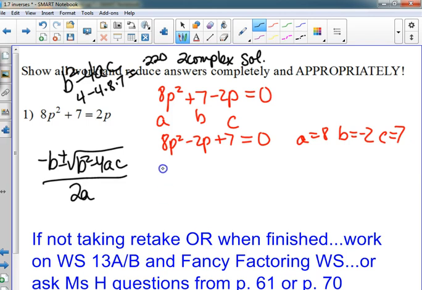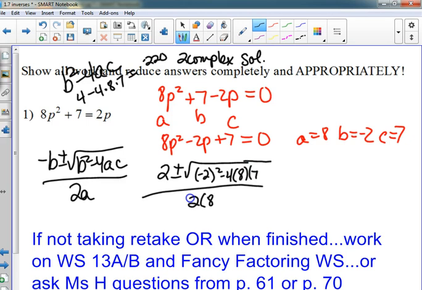So if we do negative b, it would be positive 2 plus or minus the square root of what we just figured out, negative 220, over 16. Does anybody need me to do it again? Then what? 2 plus or minus, there's an i. What else goes into 220? 4 at least? 4 times 55, that seems okay.